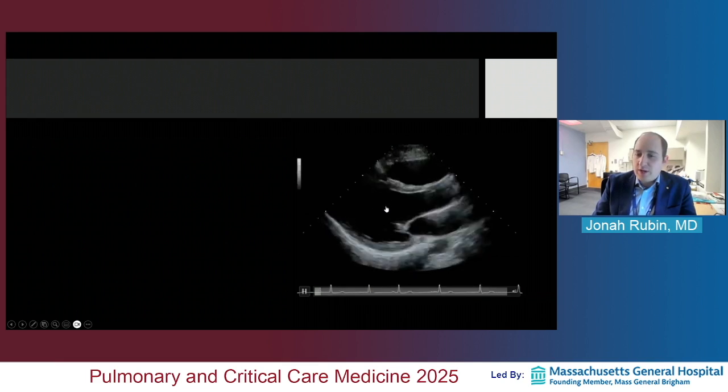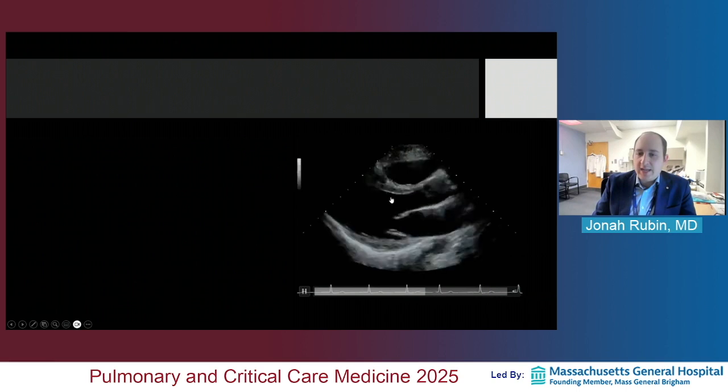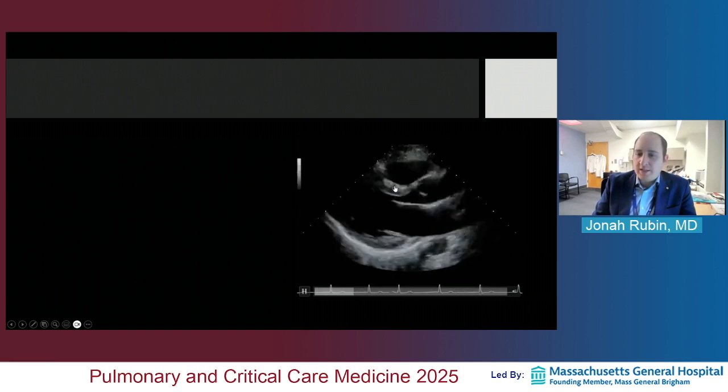But before you even look at how much you think this chamber is changing between systole and diastole, the other thing to focus your eyes on is how much is this wall thickening? This is the anteroseptal wall. How much is this thickening? This is the inferolateral wall. Is it thickening? You see with each systole, it's thickening nicely. Those are signs of good LV function.